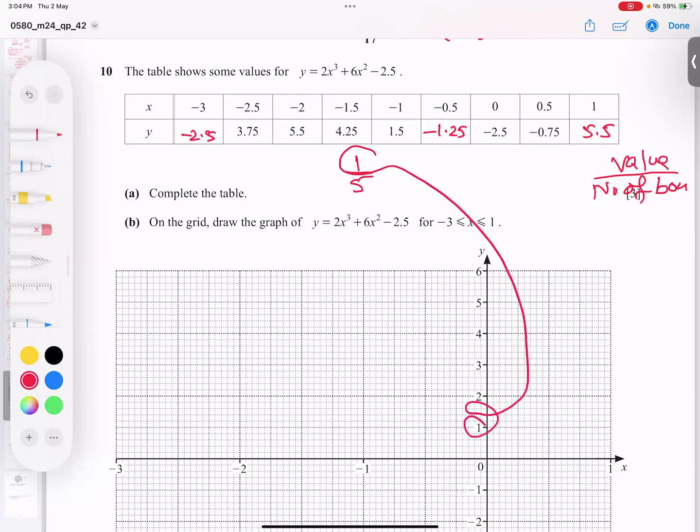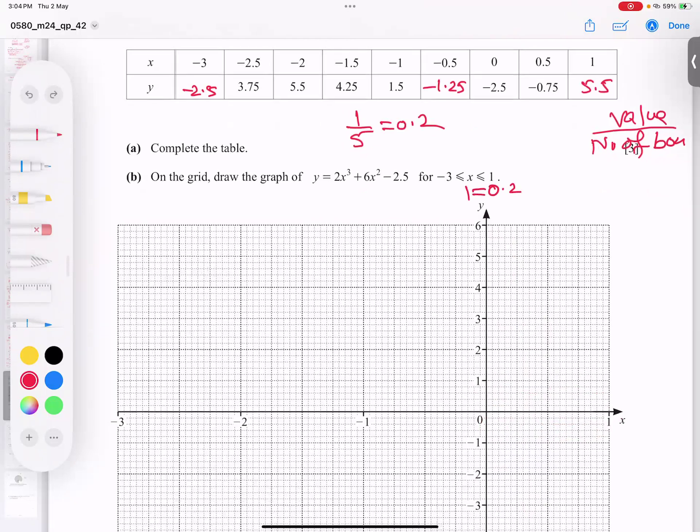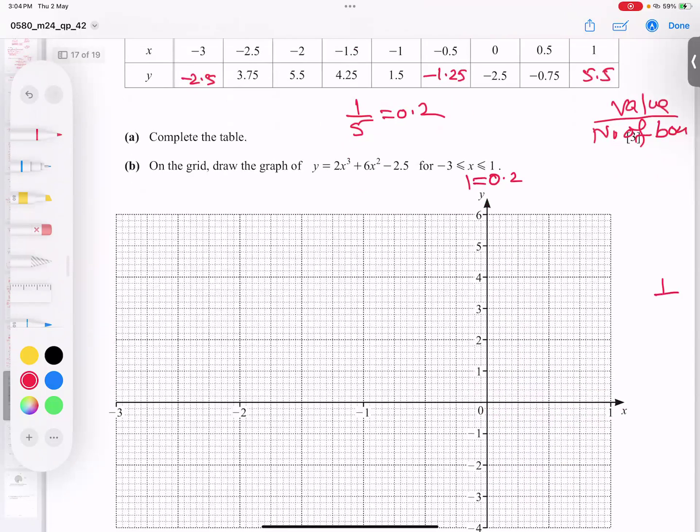Because 1 comes from here and 5 comes from the number of boxes, 5. So I got 0.2. So 1 box is 0.2. And what about the x-axis? See, 1 is here and the boxes are 20. So 1 is 1 over 20. If I check it, 1 over 20, okay? It will give you 0.05. So 1 box is 0.05.